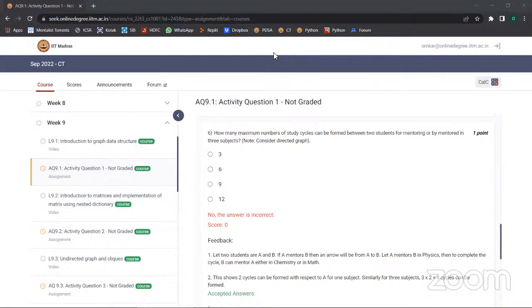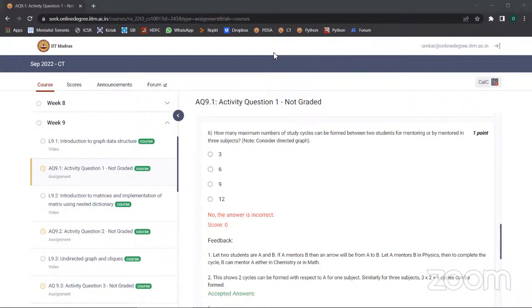Okay, so separate. It's like multiple combinations you can find within those 3 subjects. Multiple combinations. How many maximum number of study cycles? Yeah, it's actually a statistical problem. So how many study combinations are possible?